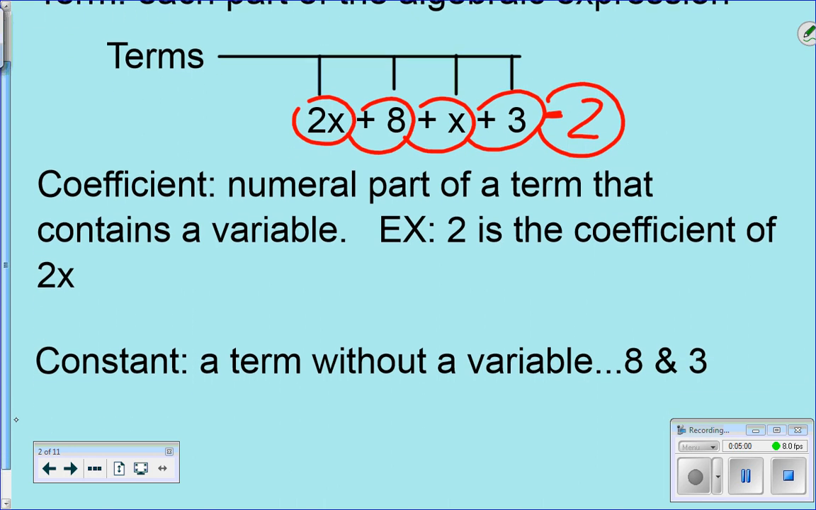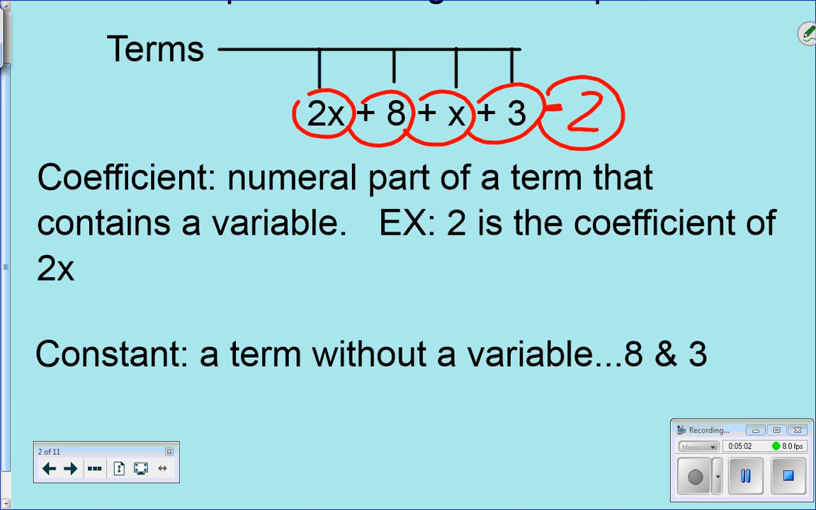Constant. Constant is anything that doesn't have a letter with it. So up here my constants would be 8, 3, and -2. Those would be my constants, that's it. Sometimes you might not have any constants. That's just the way it is, just write none. Okay? Sometimes you might not have any like terms either. We're going to talk about that in a second. So does everybody understand terms?